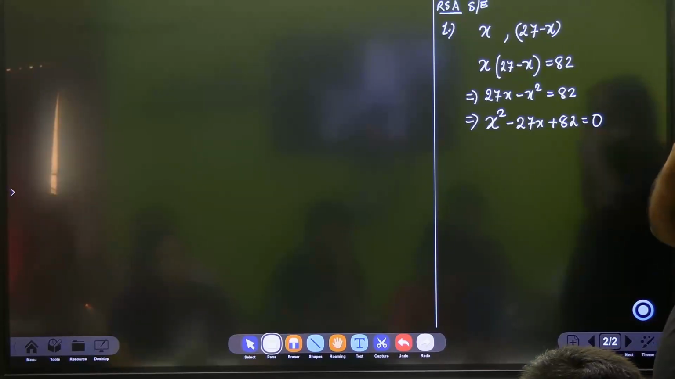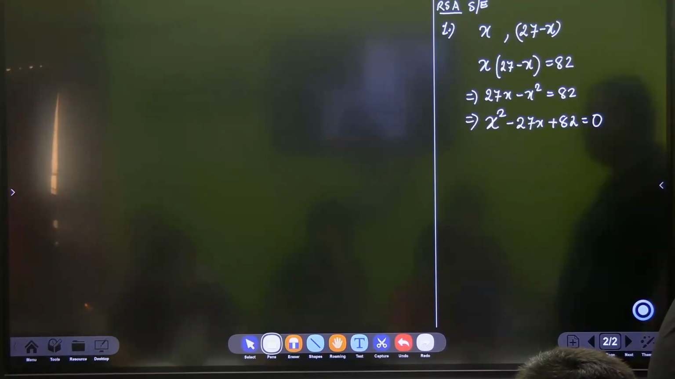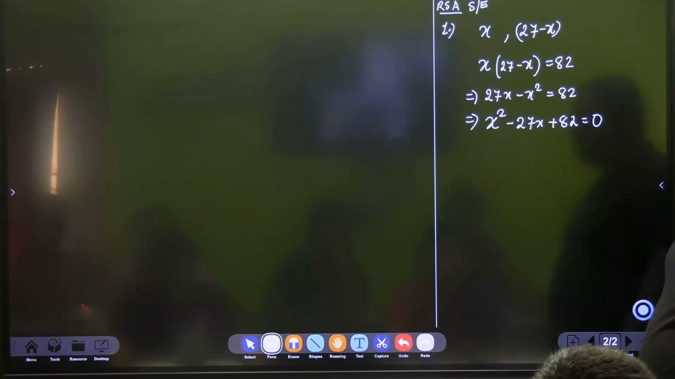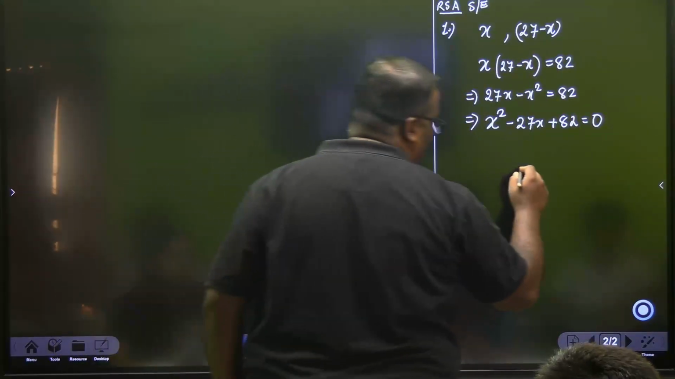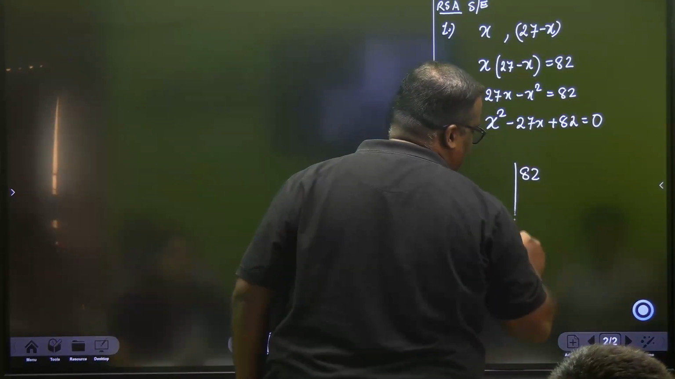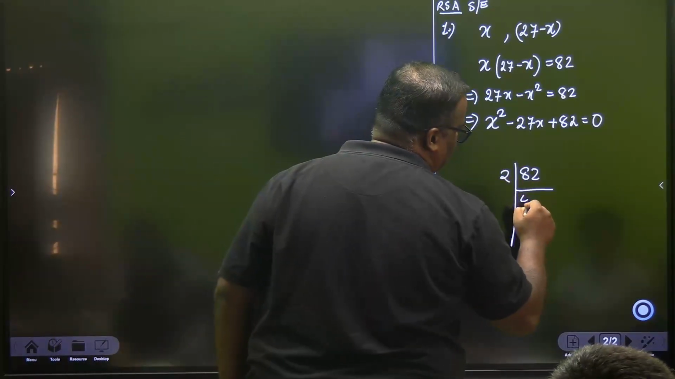Now think about two factors of 82 which give you 27 when they are added up. So you will be able to do it. Shall we see how we do it quickly also? If nothing is working with you, you just prime factorize 82. It will come automatically. So if you use a 2, how much do you get?